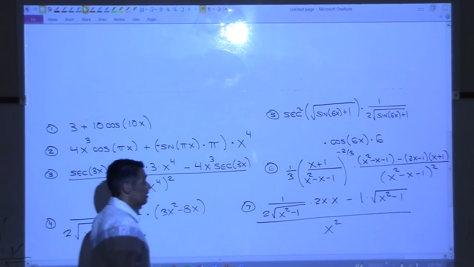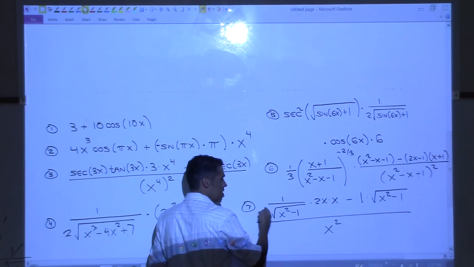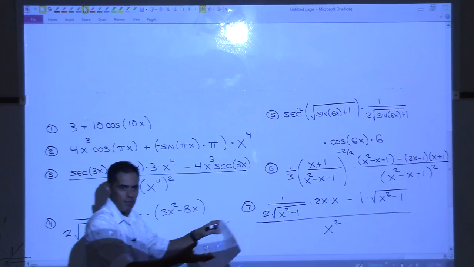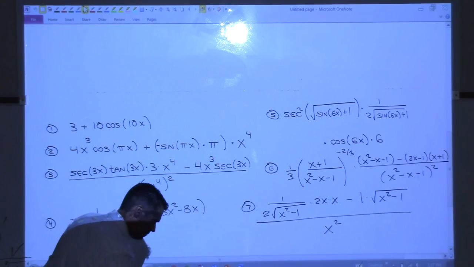So if I were to clean this one up, what I would do is I'd move this up top, I'd cancel the 2's, then I would get a common denominator between these two, and then I'd start cleaning up the fraction. So we'll have time for that later. Okay, number 8, last one.